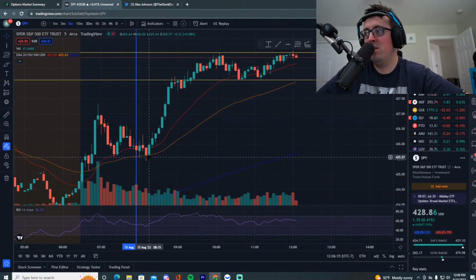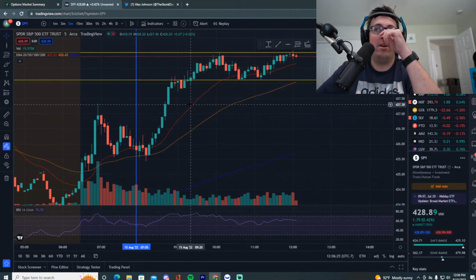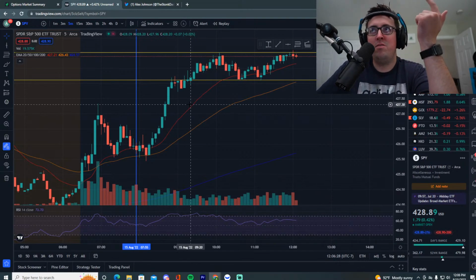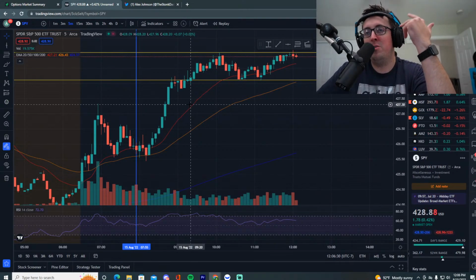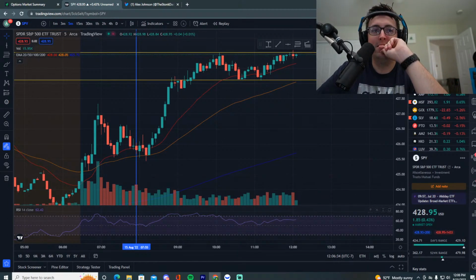425. Oh, and it even went higher to 429. But right here, it showed a little bit of resistance, so I would have probably gotten all out there. But I did end up with 15% on half and then 50% on the rest. But it went up. The rest of these went up to above 100.